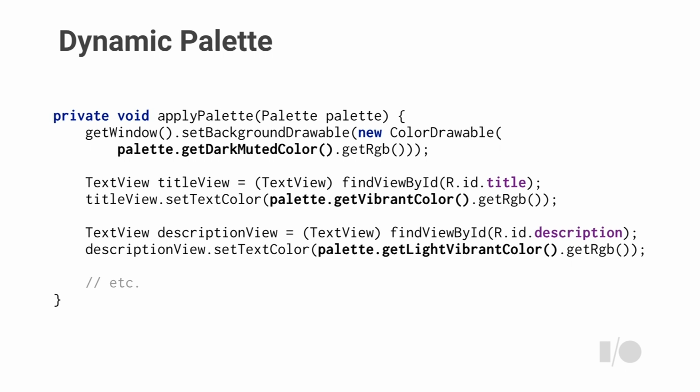So for instance, I changed here the background drawable. I use the dark muted color. Notice that on the palette, when you get a color, you actually get a palette item. You don't get a color directly. So that object can be null. And if it's not null, you can call getRgb to get the RGB color for that item.